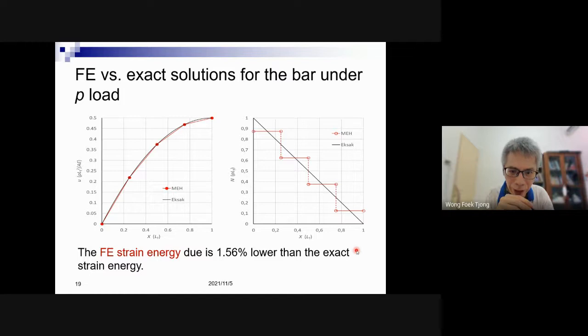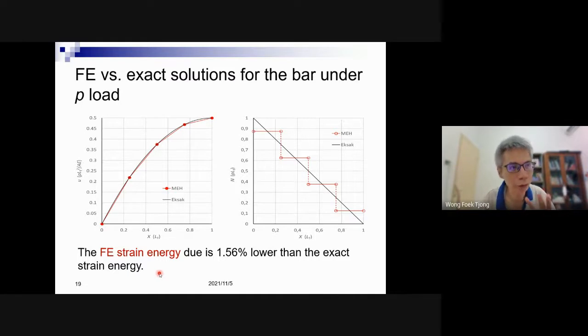And we find that the finite element strain energy is also not exact, okay? It's lower. Actually, finite element solutions always give lower strain energy than the exact strain energy. So the exact strain energy is a kind of upper bound. It means the finite element strain energy is converged from below, right? The exact is here. The finite element solution is always below. So the exact is the upper bound strain energy.